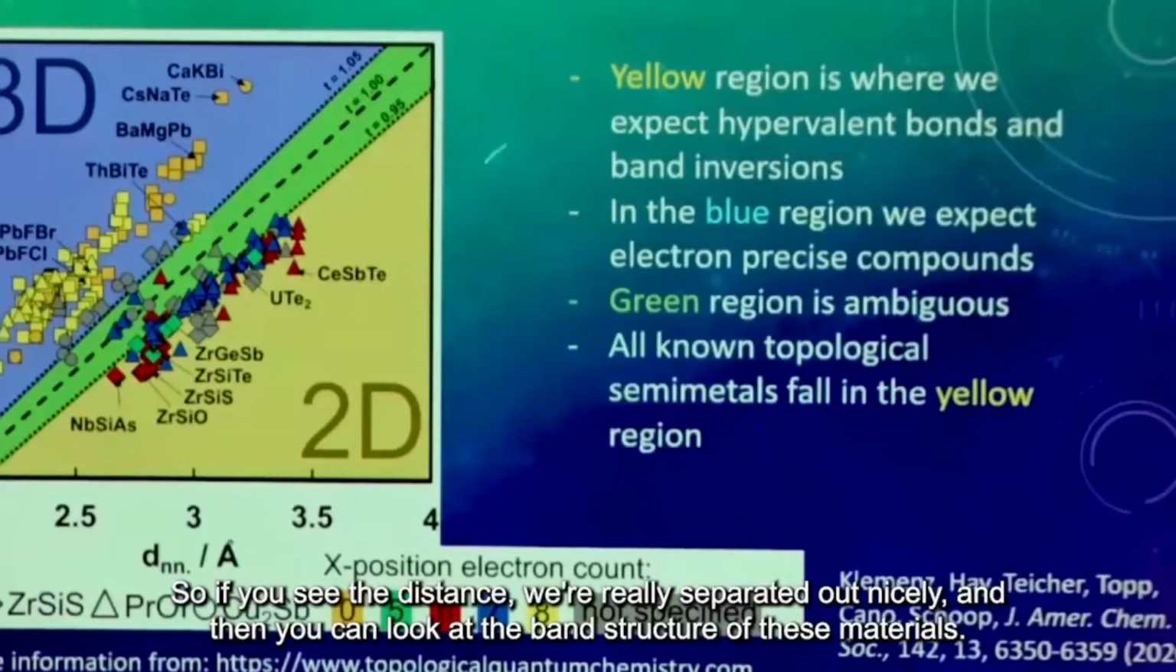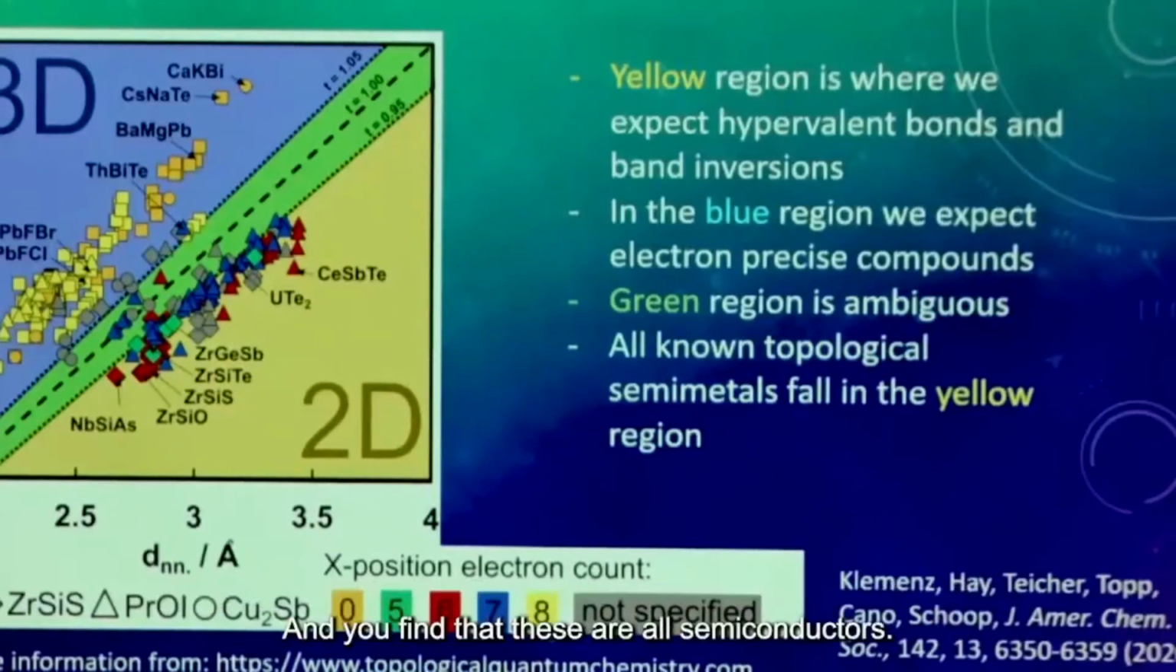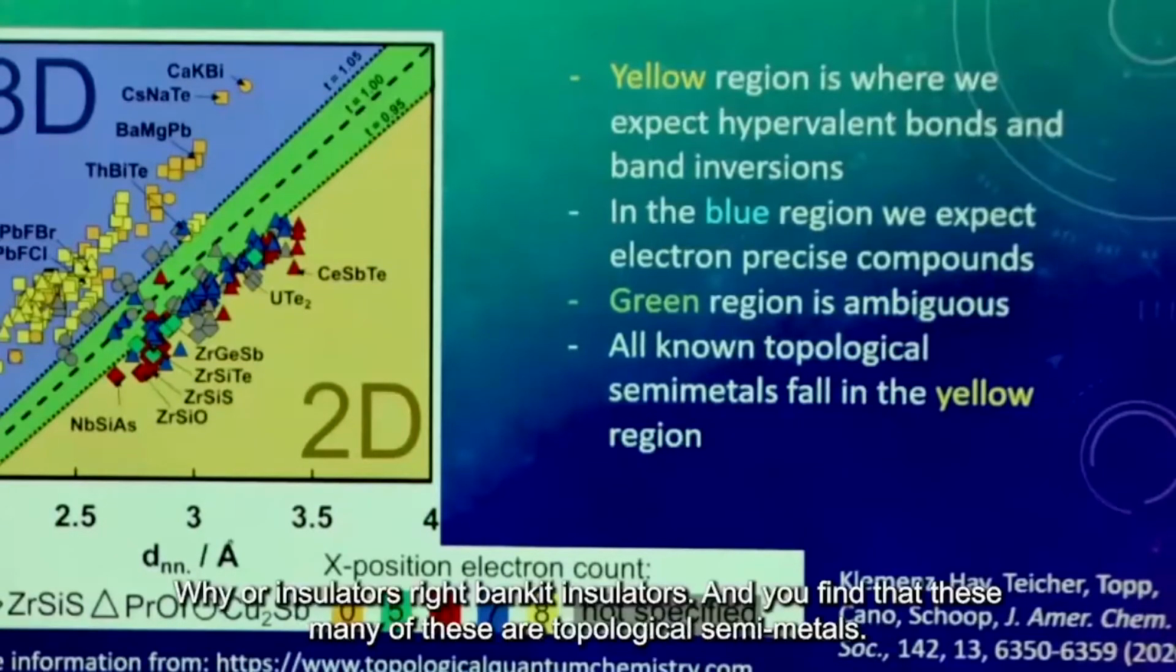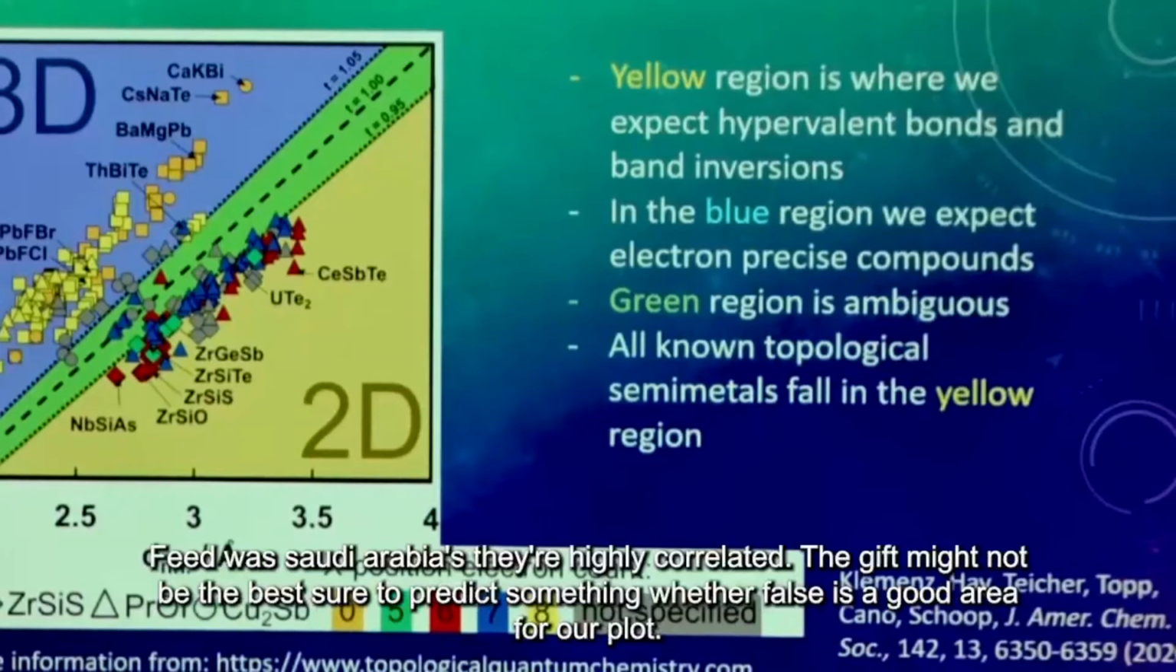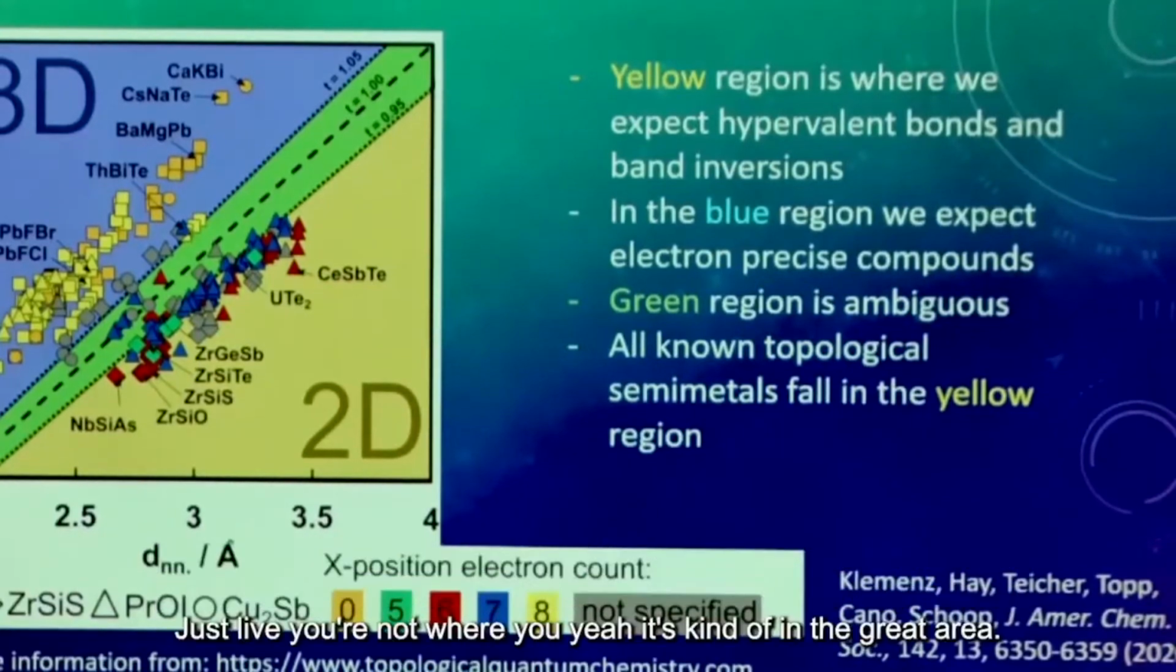And then you can look at the band structures of these materials. They're nicely listed by Andre Bernevig for us in topologicalquantumchemistry.com. And you find that these are all semiconductors, or insulators, wide bandgap insulators. And you find that many of these are topological semimetals and materials known. And actually interesting, some of them aren't in the database, but you might know that uranium ditelluride is a topological superconductor people study a lot. And it's very highly correlated, so DFT might not be the best tool to predict something, but it falls in a good area of our plot, which is nice.